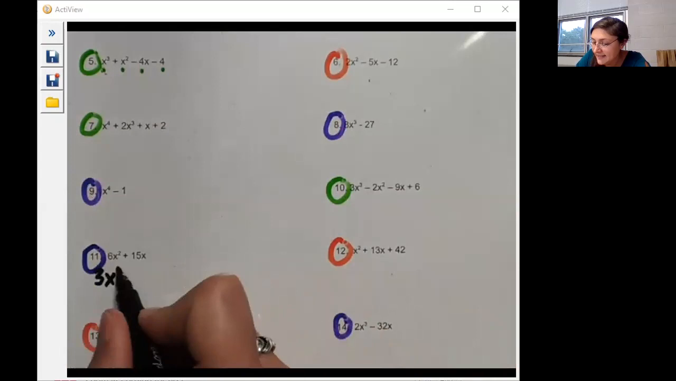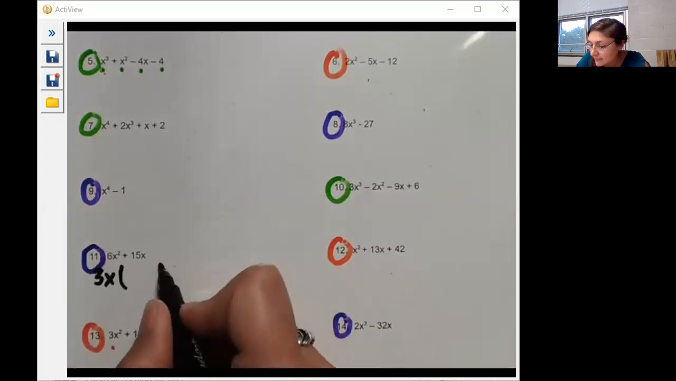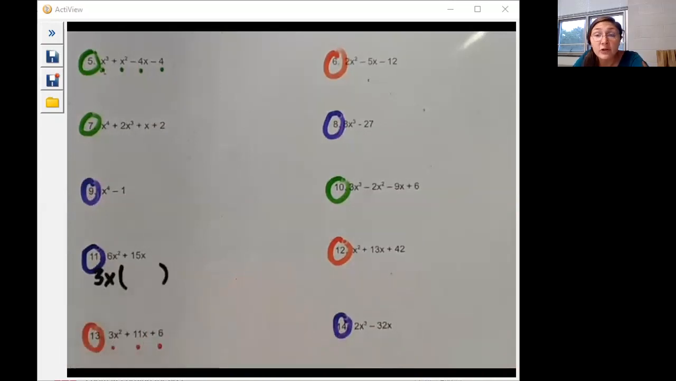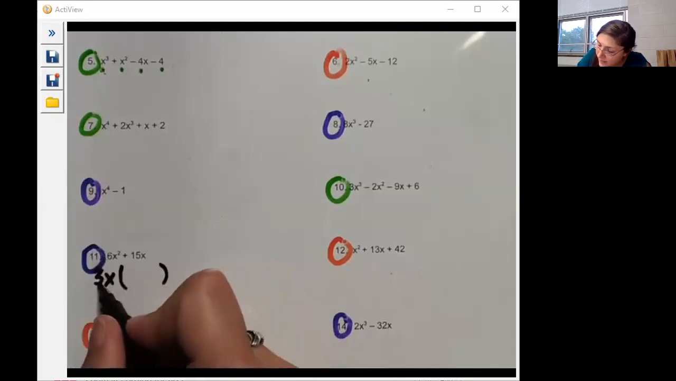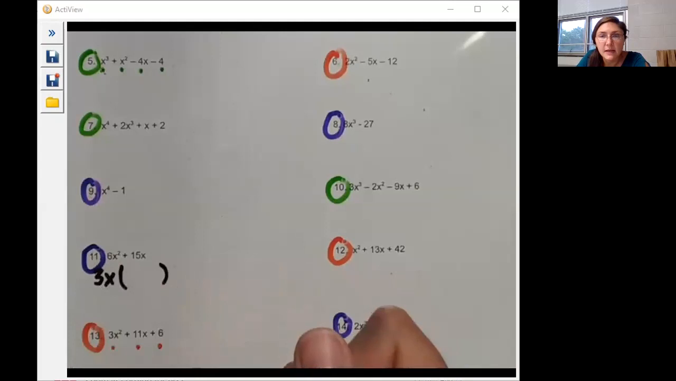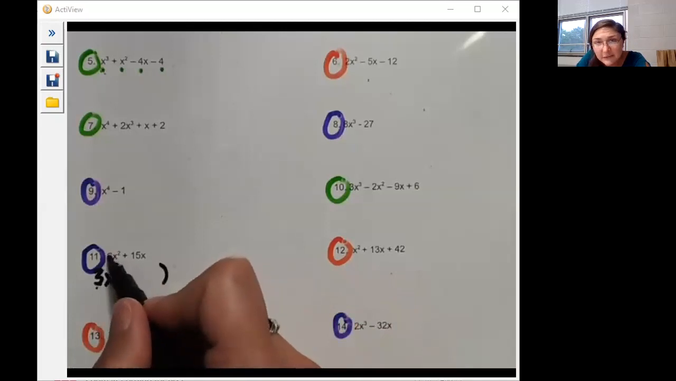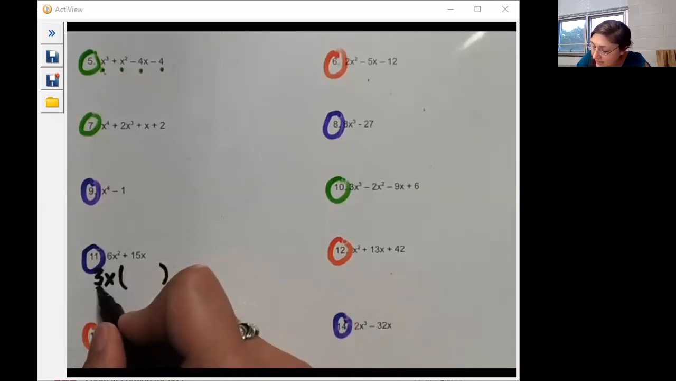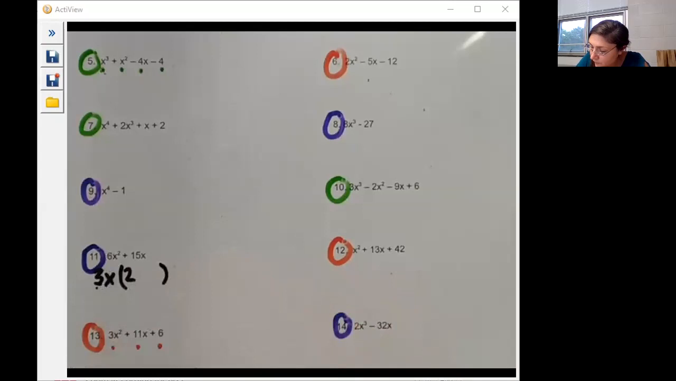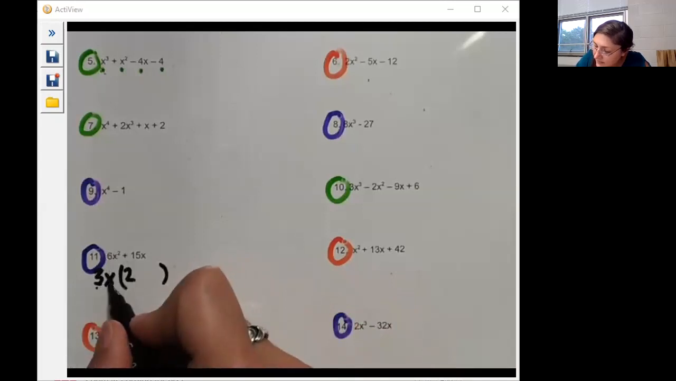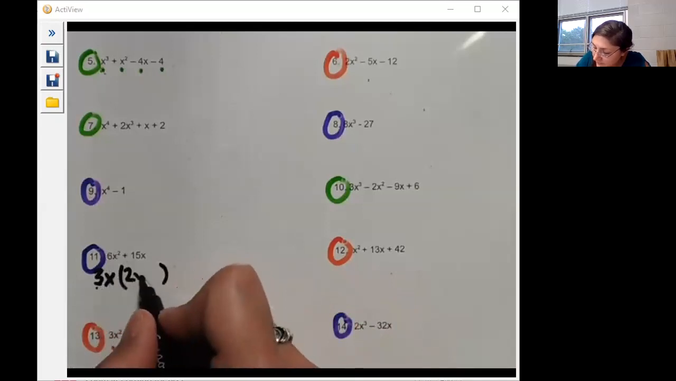So I wrote my GCF, and now in parentheses, I'm going to write what's left over if I divide that out of each of those terms. Where you have kind of multiple pieces to your GCF, sometimes it's easier to break it into parts a little bit. So I'm going to factor out that number from the other number first. So 6 divided by 3 would give me 2. And then x squared divided by x would leave me with x.